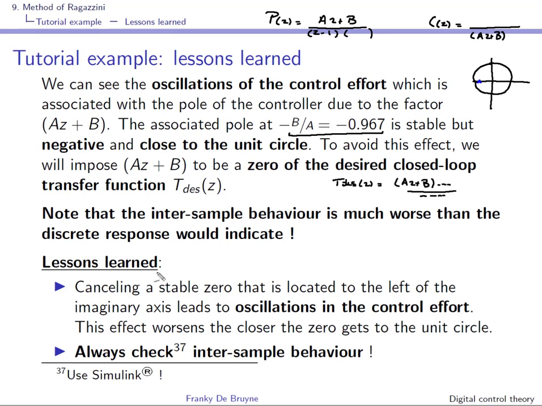Okay, so the lessons learned. Cancelling a stable zero that is located in this region over here is not a good idea, because it will lead to oscillations in the control effort, and this effect will worsen the closer the zero gets to the unit circle, so the closer it gets to z equal to -1. And of course you always have to check intersample behavior, so use Simulink to do this, as I have shown previously.